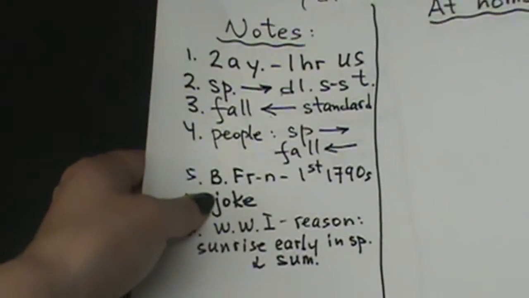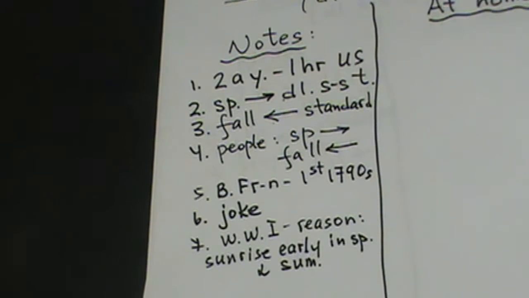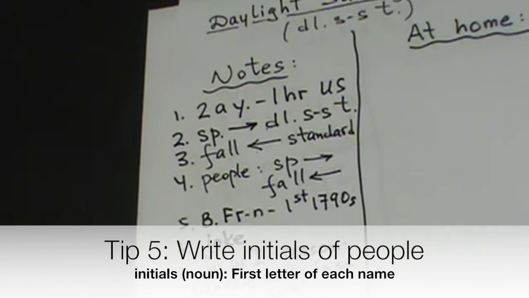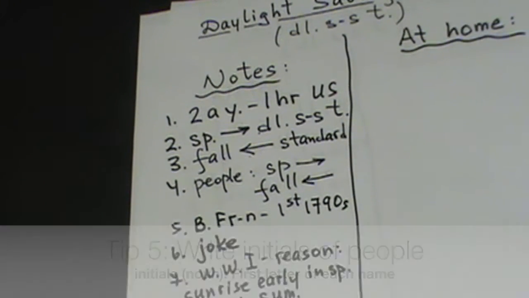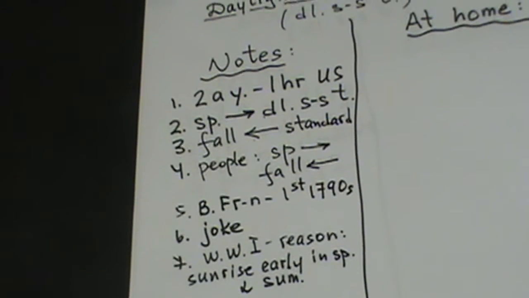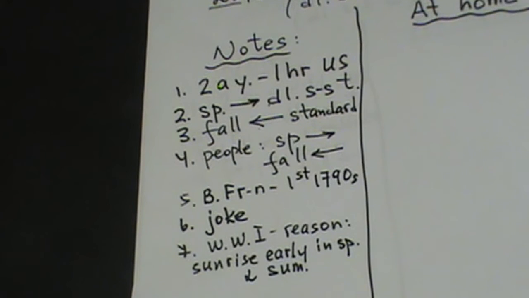Ready? Now let's compare our notes again. As you can see, I wrote only the initials of Benjamin Franklin because if you don't know how to spell the name, you can look it up later. And then I mentioned the most important dates. I also wrote the word joke and wrote the reason for daylight savings time.